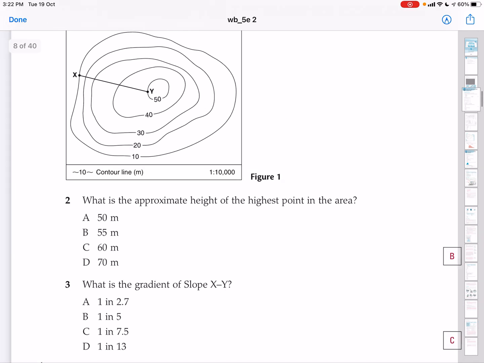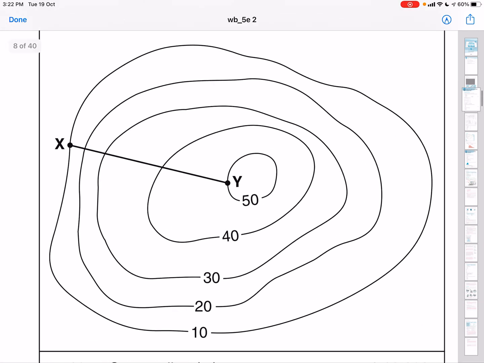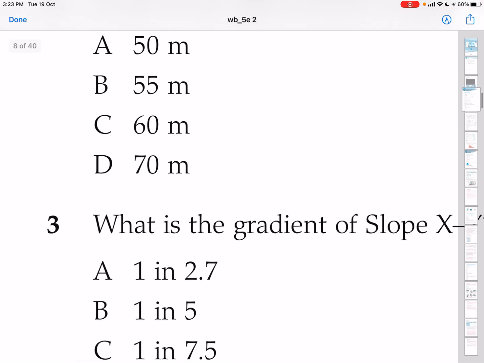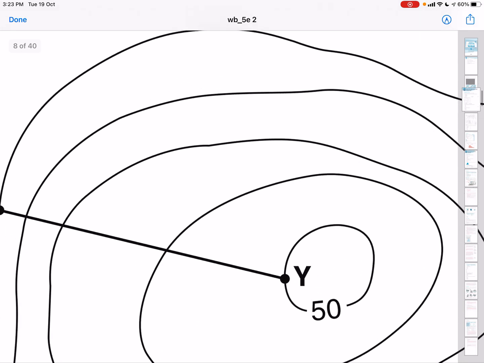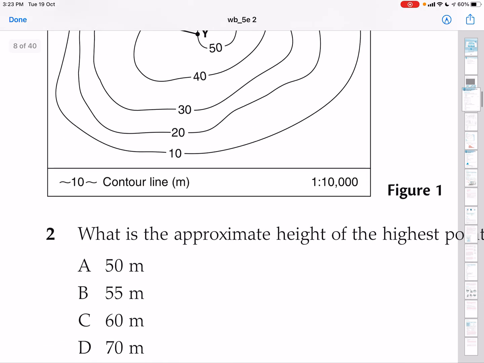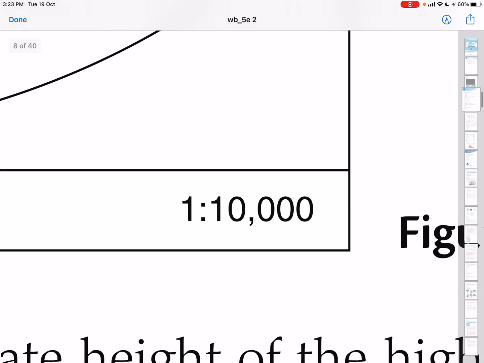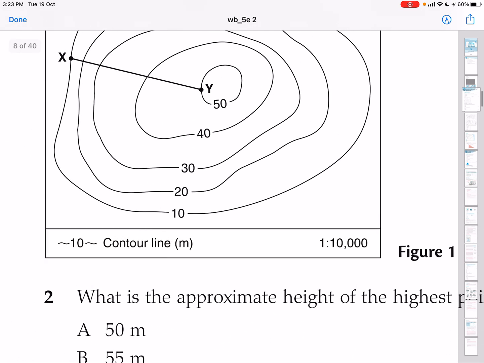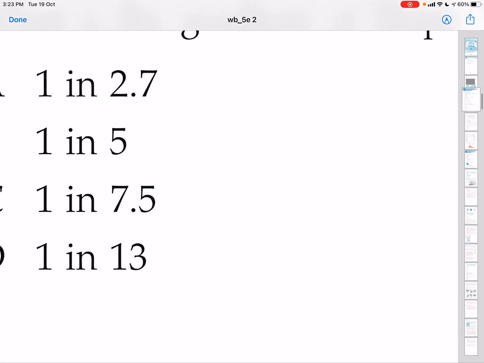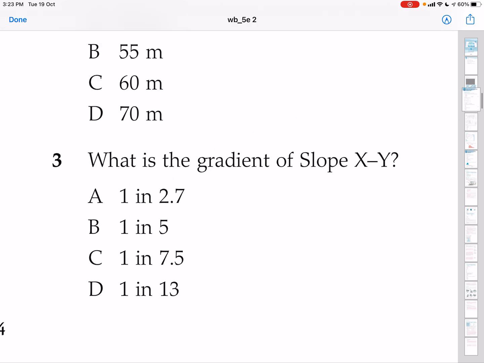But why? First of all, you start with the 40m. It is talking about the vertical difference of the hill from 50 to 10, and 50 minus 10 is 40m. Then you measure X to Y, which is around 3 cm in length. When we multiply the 3 cm by 100m, we have 300m. Accordingly, 300m over 40m, the answer should be 7.5. So the answer should be C.